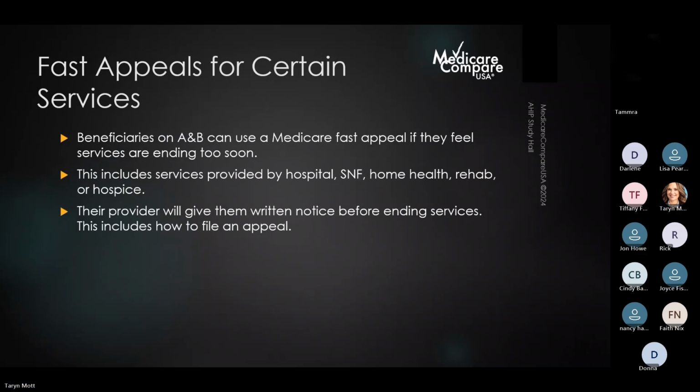Medicare beneficiaries on A and B can use a Medicare fast appeal if they feel services are ending too soon. This includes services provided by a hospital, so if they feel like they're getting kicked out too soon, or skilled nursing facility, home health, rehab, or hospice. They have the right to appeal that. Their provider will give them written notice before the ending of services. This includes how to file an appeal.